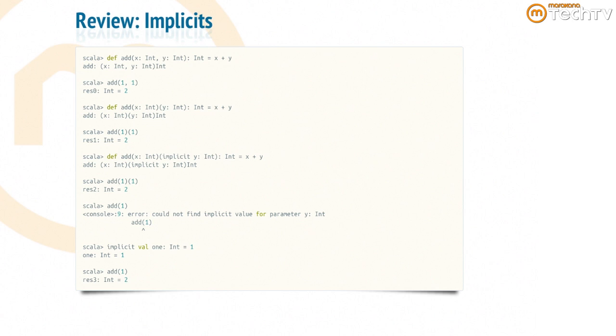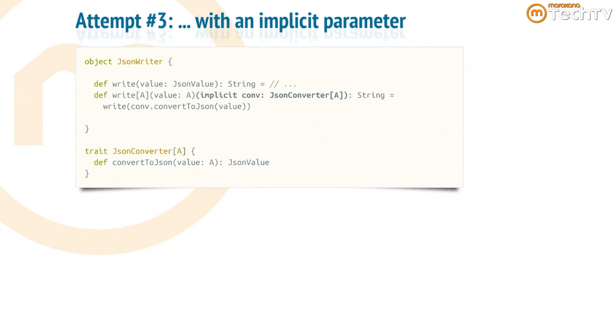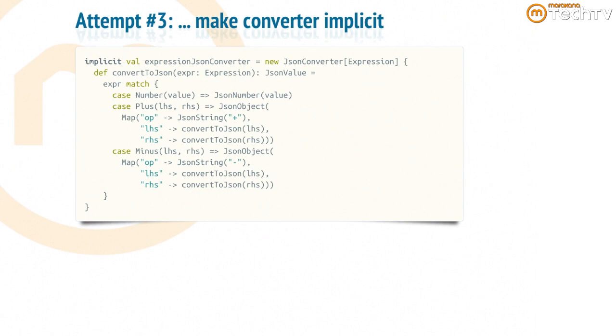Okay, so that was just a quick review. But basically, armed with this power of implicits, we can now take this converter parameter that we had explicitly and separate it into a separate implicit parameter list. All that we need to do now to satisfy the requirements of implicit resolution is say that our expression JsonConverter that we had defined previously is going to be an implicit val. I haven't made any changes to this thing otherwise.